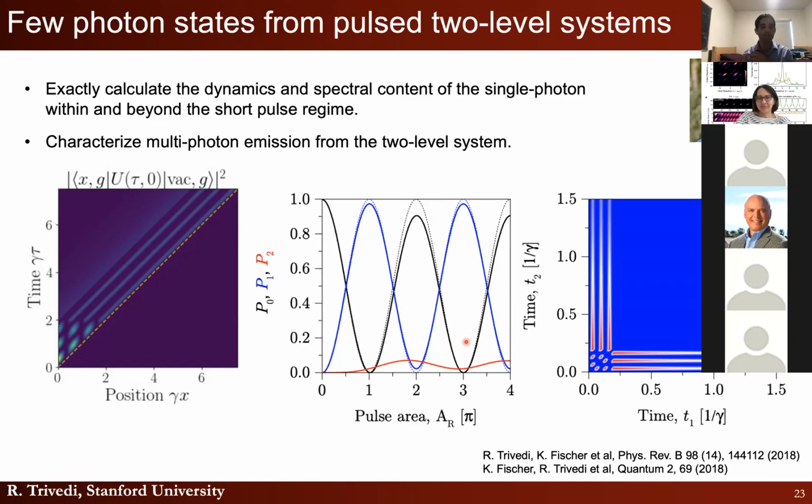So a simple two-level atom could not only be used as a single photon source, but also as a few photon source. And I'll show you some results towards the end of my talk, where we will talk about how we can engineer the spectral content of this two-photon source as well.